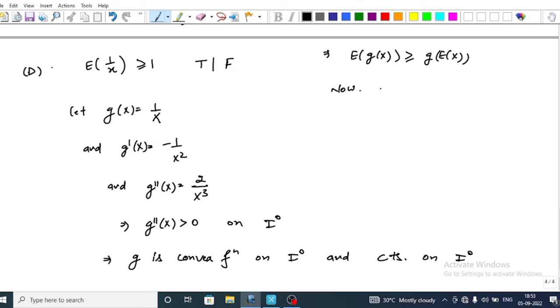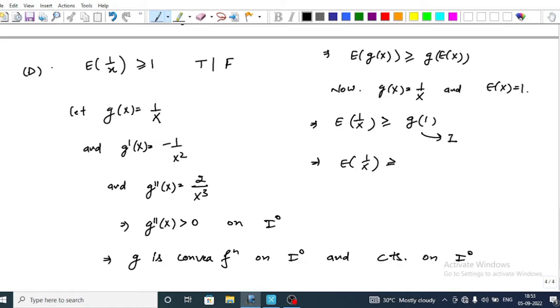Now g of x is equal to 1 upon x, and we have given that expectation of x is equal to 1 in this question. So this implies that expectation of 1 upon x is greater than or equal to g of 1. Now g of x is equal to 1 upon x, so g of 1 is equal to 1. This implies that expectation of 1 upon x greater than or equal to 1. So our option 4 is also true. Now come to option 3, that is C.